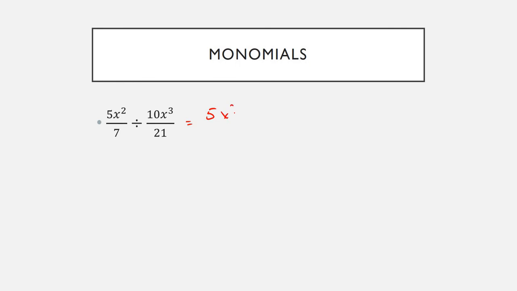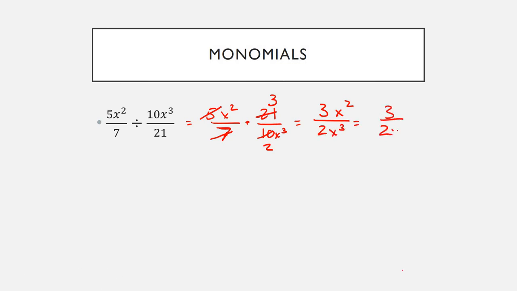Again, first step is to multiply by the reciprocal. You have to do that first before you cancel or factor. These are all monomials, no factoring necessary. 7 goes into 21 3 times, 5 into 10 twice, and x squared over x. So right now I have 3x squared over 2x cubed, which becomes 3 over 2x. So pretty simple with monomials.